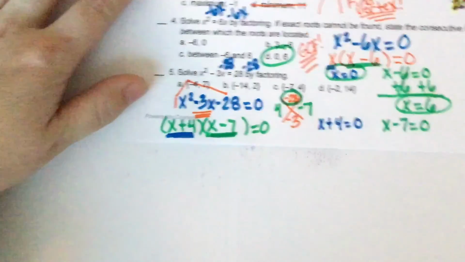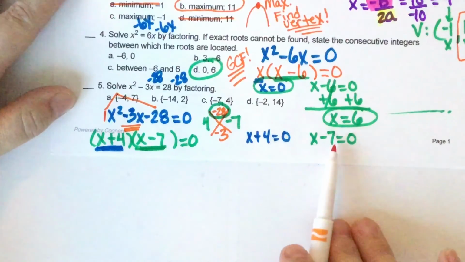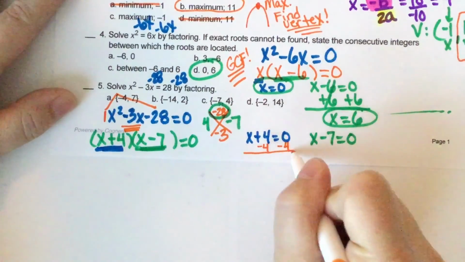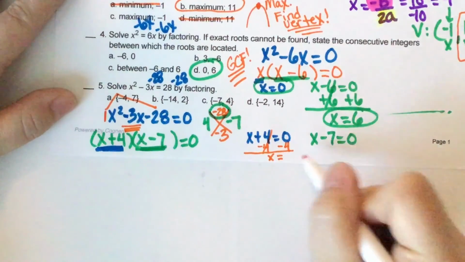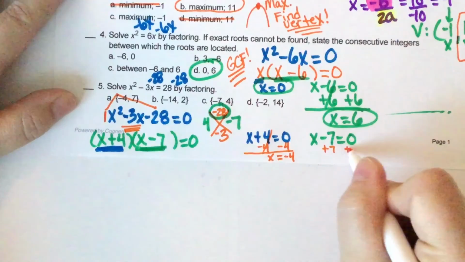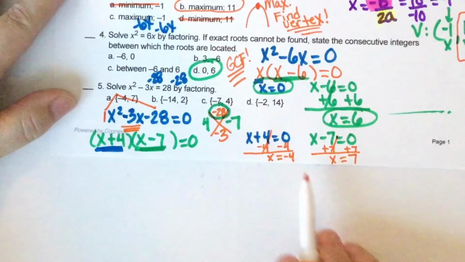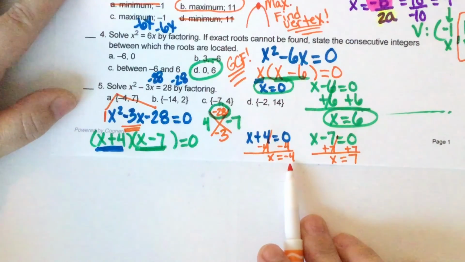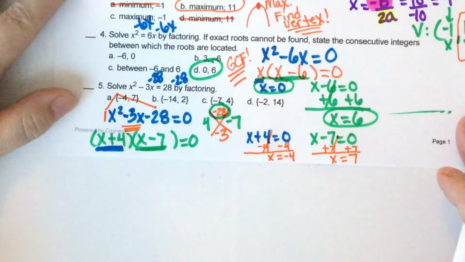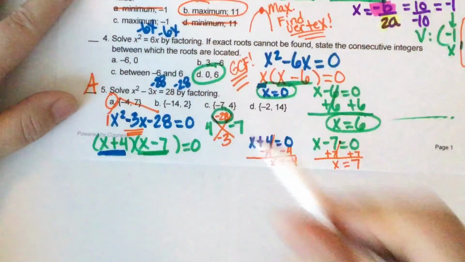And then I just need to solve those two equations. Now, these equations are really simple to solve in your head, but if you need to see it, to get rid of addition of 4, we subtract. So 0 minus 4 is negative 4. To get rid of subtraction of 7, we add. And 0 plus 7 is 7. So my answers are negative 4 and 7. And that is answer choice A.